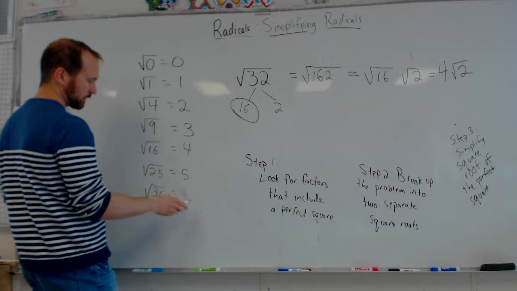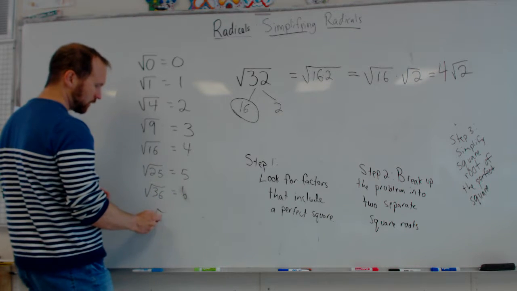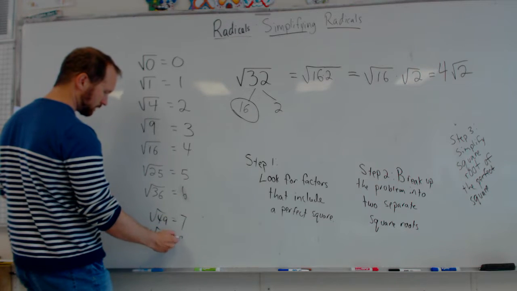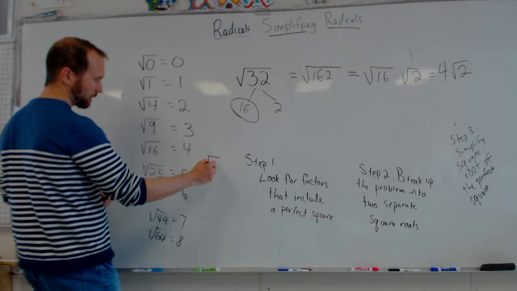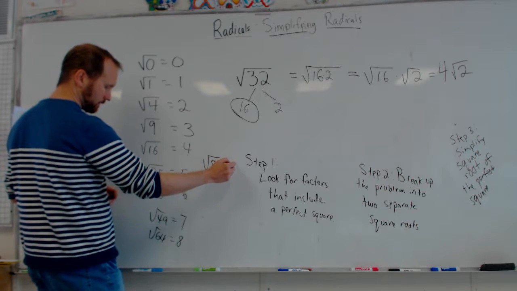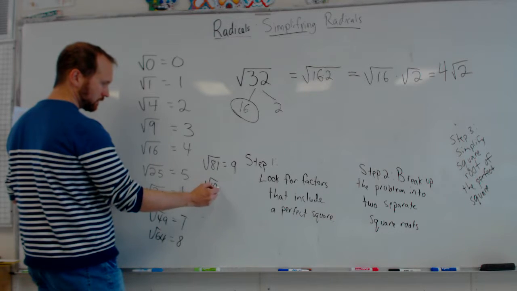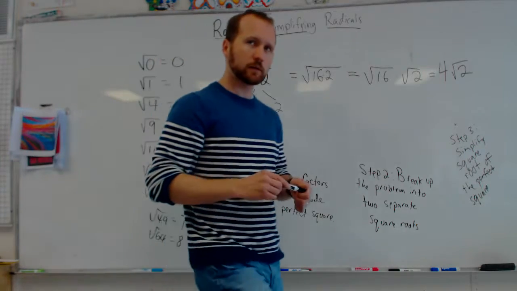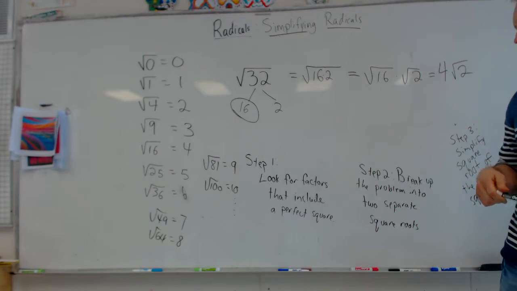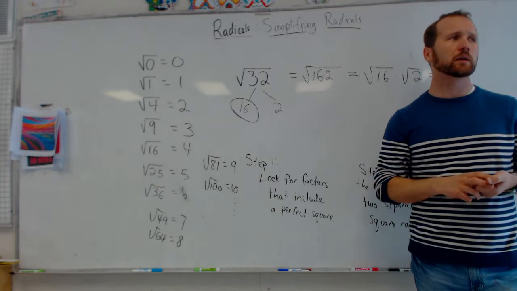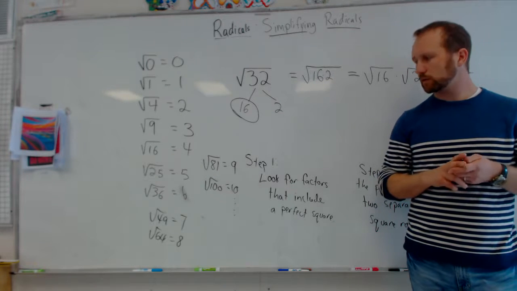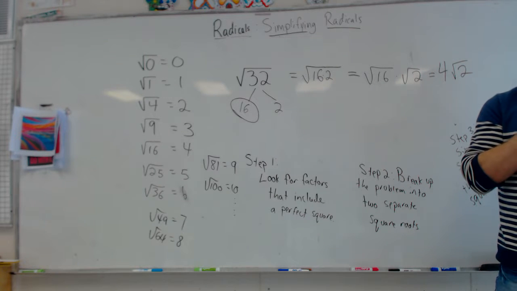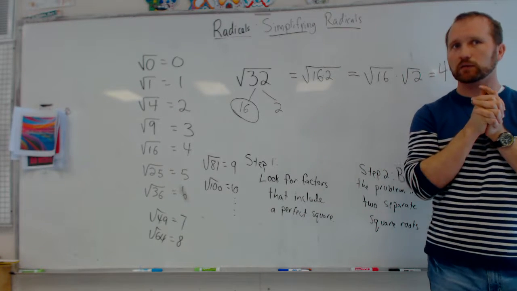So if you know all of your perfect squares, you know which numbers to look for. And you could keep going forever. The square root of 121 is 11. The square root of 144 is 12. But those are the basic ones that you want to look for.